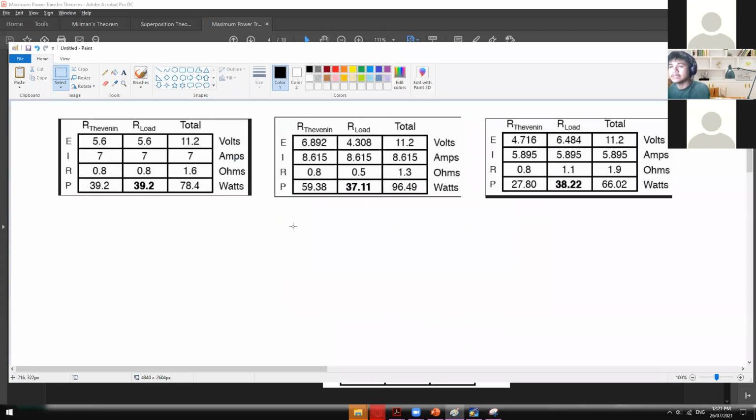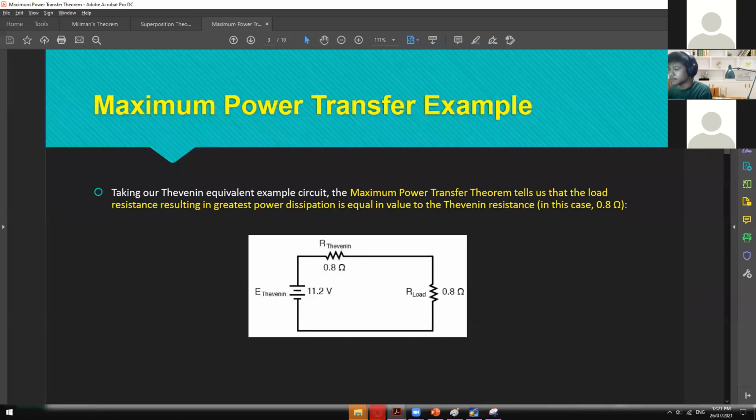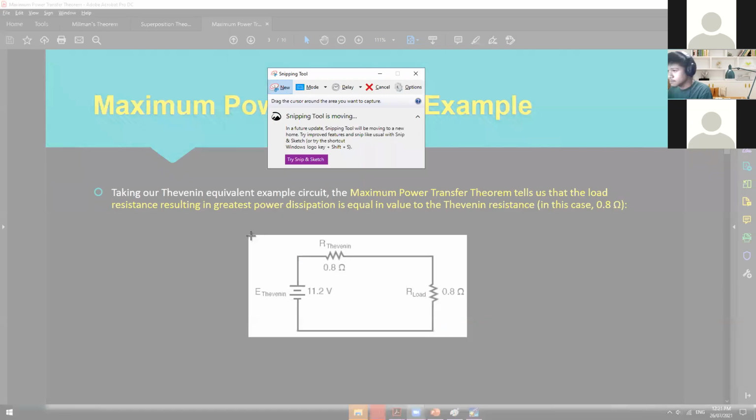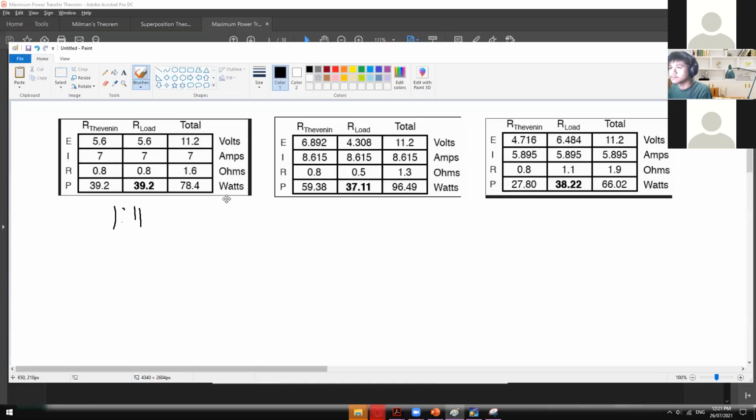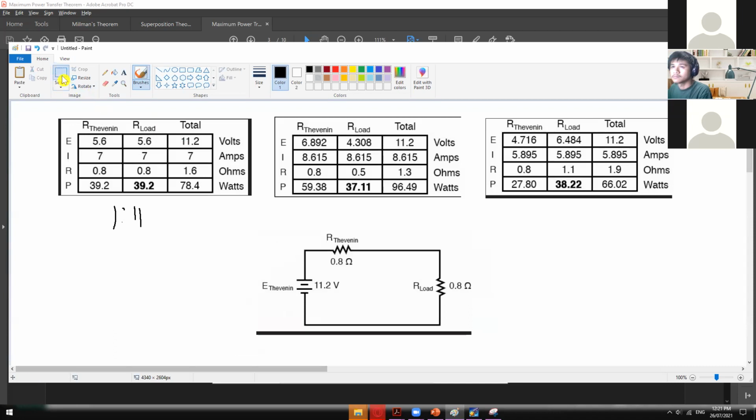And this is the exacto lang, 1:1. Okay, so we have here 1:1 value, so 0.8 value ng R Thevenin and then 0.8 yung R load natin. Okay, 1:1. And then in here, so hindi ko na alam yung ratio, pero mas mababa. Okay, so lesser value. Okay, so we have a lesser value of our R-Thevenin in here.